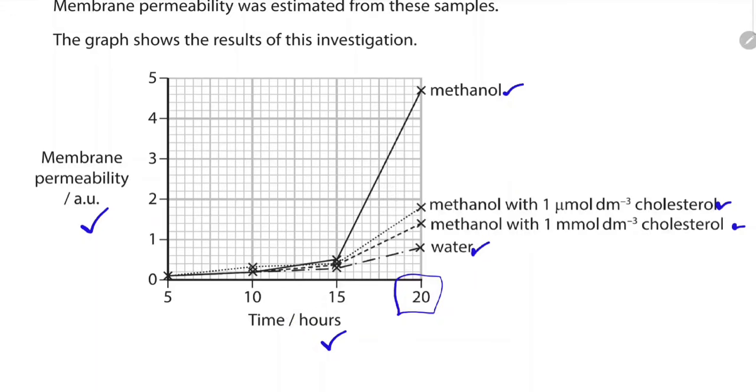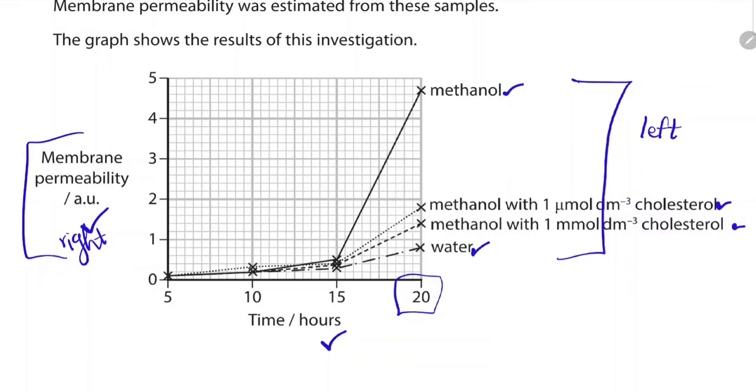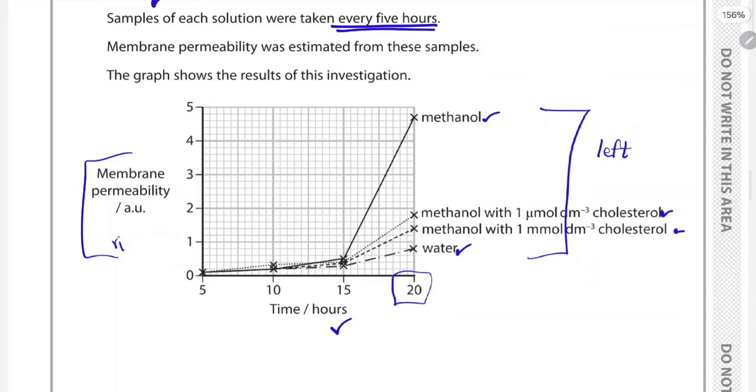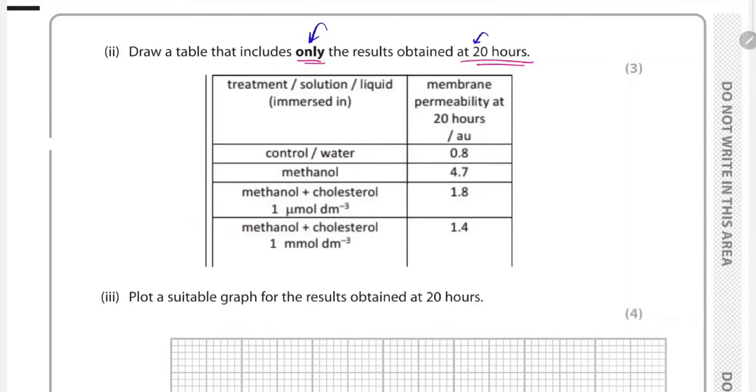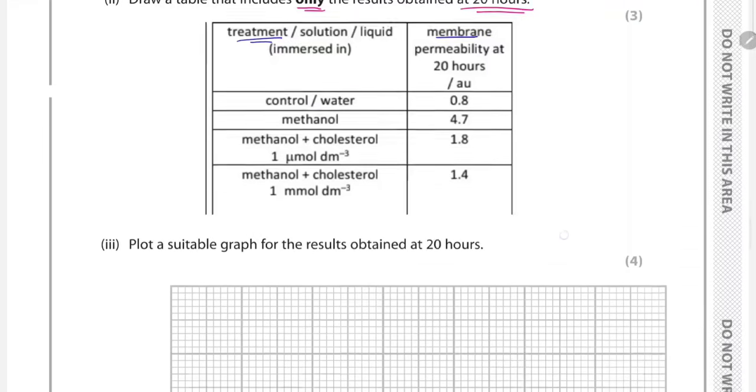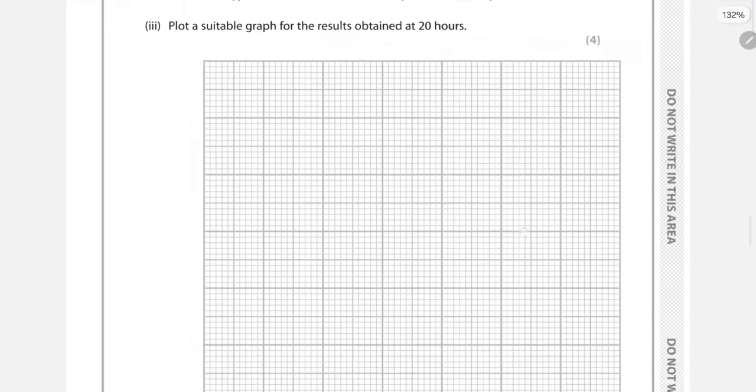I only need to get the treatments on the x-axis and the membrane permeability on the y-axis, or we could say for a table this would be on the left side of the table and the membrane permeability is on the right side of the table. And let's write this to see how we could do it. So the treatment here has to be on the left side of the table, membrane permeability at 20 hours, and don't forget the unit of arbitrary units. And we have to get these values from the graph and write them correctly in the table.